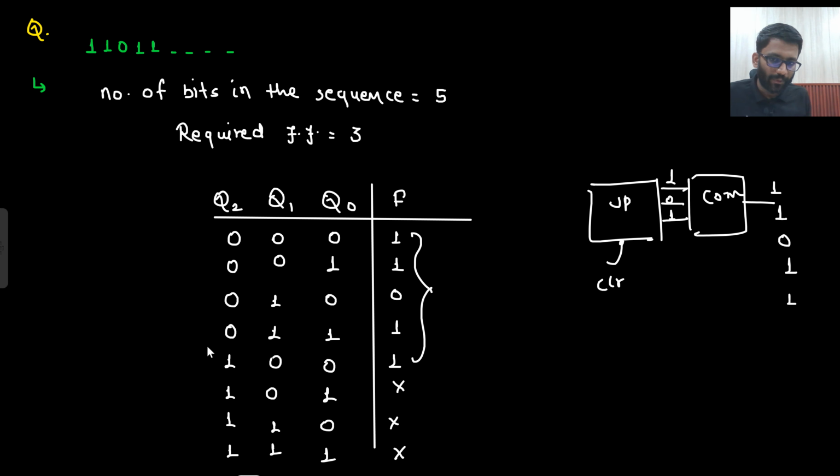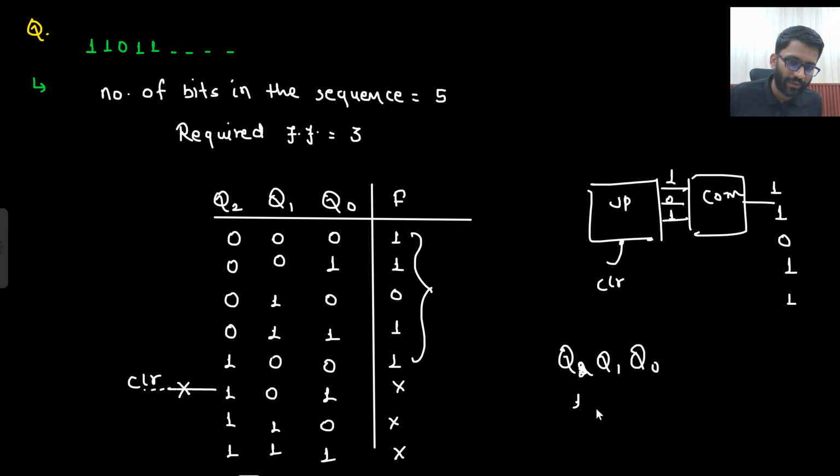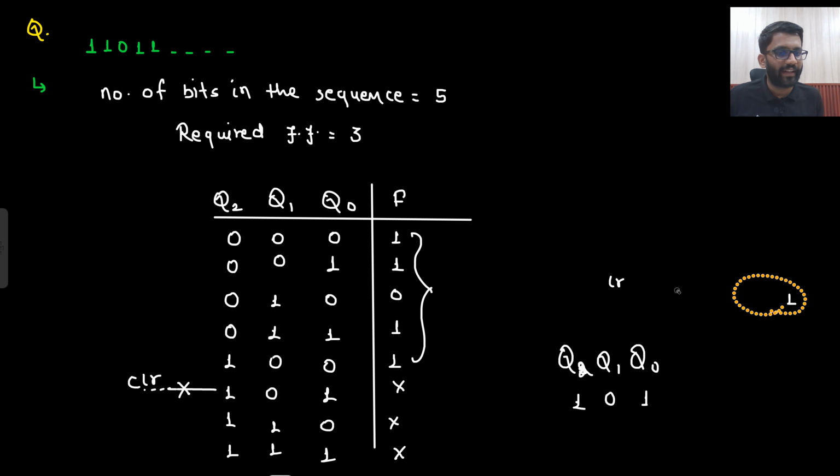What will be my clear input? Here I am going to break it. This condition I do not want: Q2, Q1 and Q naught equal to 1, 0, 1. I told you a trick, and I also told you when that trick will be applicable. It is applicable when you are designing an up counter. Where are you starting from? If you are designing an up counter, you are supposed to start right from 0. Yes, I am starting from 0, so the trick is applicable.